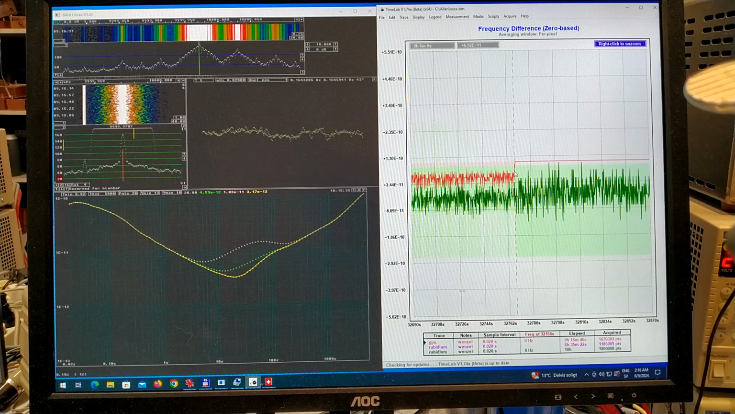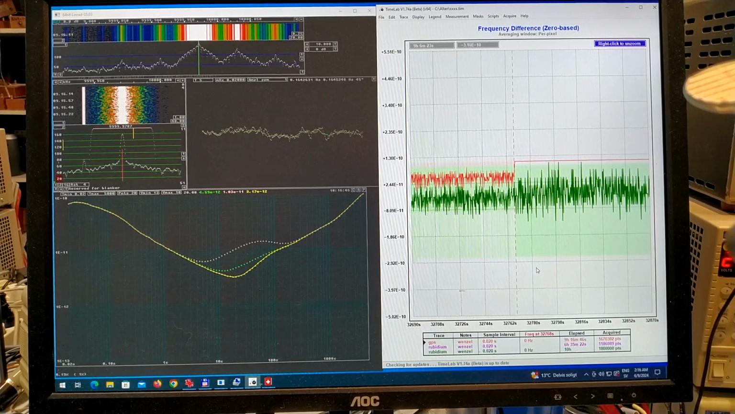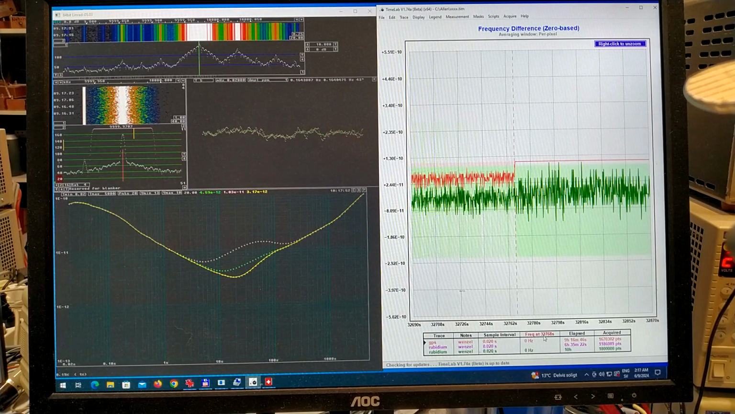32,768 samples. Sounds familiar somehow. Well, 32,768 seconds. This is a power of 2. So what we see here is a software problem in TimeLab. I have to remove some samples to see what happens when we don't include this step.